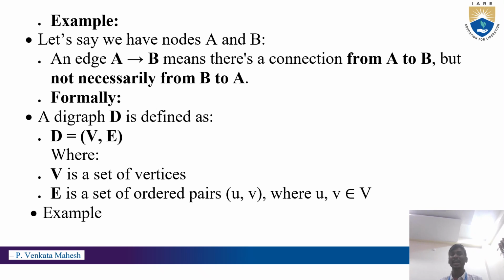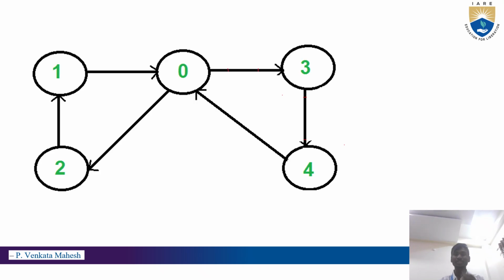For example, a digraph D is defined as (V, E), where V is a set of vertices and E is a set of ordered pairs of vertices, that is, edges. I have shown a diagram here. In this diagram we can see from vertex 1 to vertex 0 we have a directed edge. From vertex 0 to vertex 3, a directed edge. From vertex 3 to vertex 4, one more directed arrow. From vertex 4 to vertex 0, one more, from 0 to 2 one more, and from 2 to 1 one more. This is an example of a directed graph.